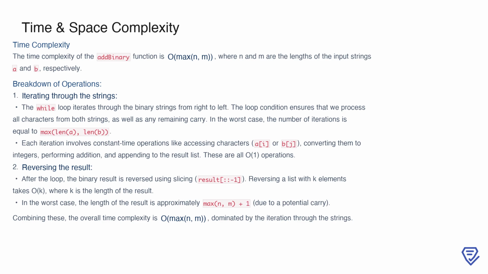After completing the loop, we reverse the result to obtain the correct binary sum. Since reversing a list takes time proportional to its length, and the result can have up to max(n, m) plus 1 digits, this step also takes O(max(n, m)) time. When we combine the cost of iteration and the reversal, the overall time complexity is dominated by O(max(n, m)), making it the final time complexity for the function.